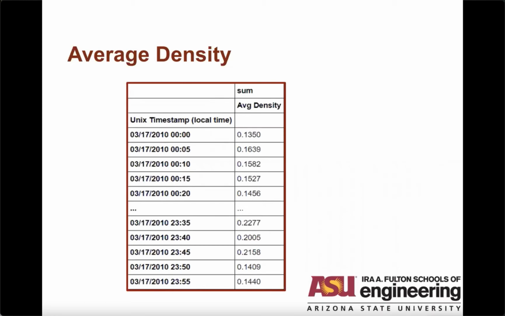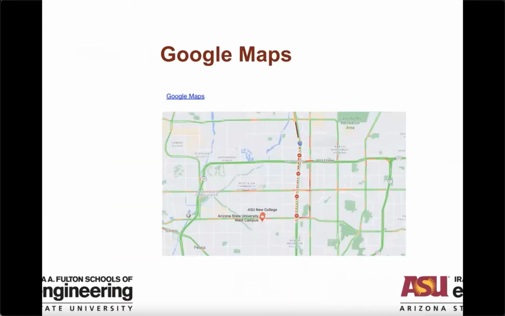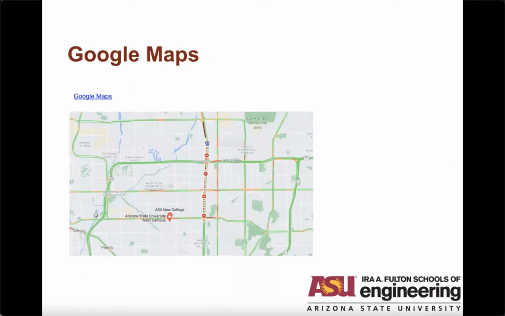And at midnight, we're actually going to have a low density. So you might want to use that road so that you can go faster on that road. And if we go to the next slide, it relates that table to Google Maps.